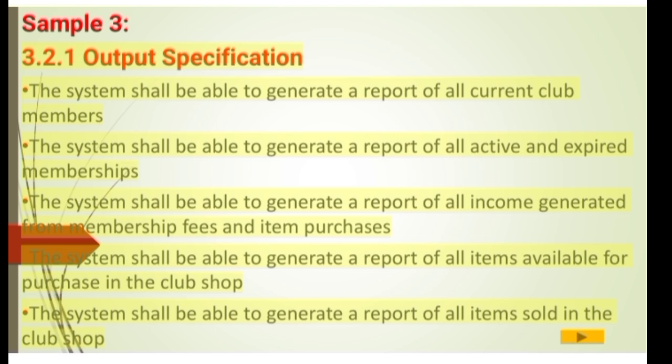3.2.1 Output Specification. The system shall be able to generate a report of all current club members. The system shall be able to generate a report of all active and expired memberships. The system shall be able to generate a report of all income generated from membership fees and item purchases. The system shall be able to generate a report of all items available for purchase in the club shop. The system shall be able to generate a report of all items sold in the club shop.